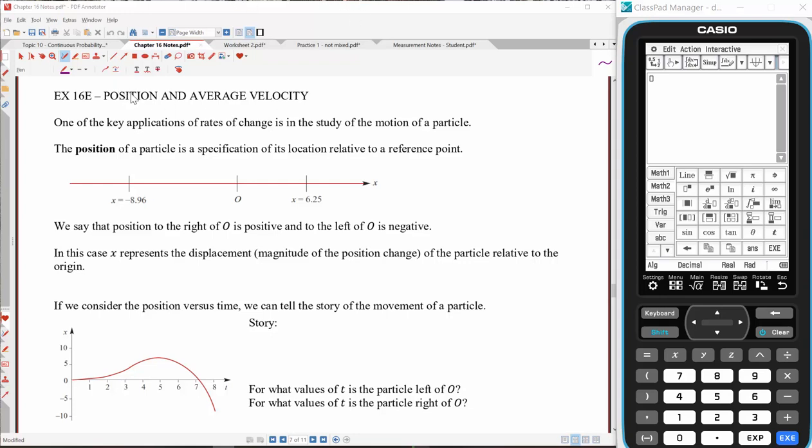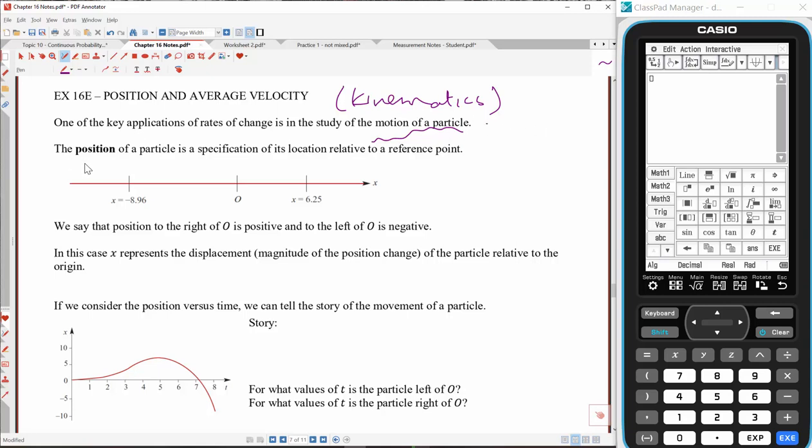What we're doing today is position and average velocity under the umbrella of what we call kinematics. Kinematics is the study of the motion of a particle. That's what we're looking at, motion of a particle. Now, that doesn't literally mean a single particle. This can be the movement of a body of particles or something like that. But we just talk about one particle moving. There'll be multiple particles moving at the same time, but we're just focusing on one.